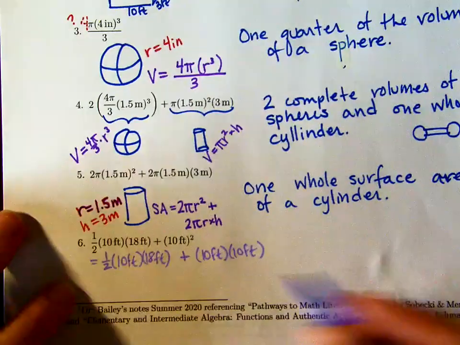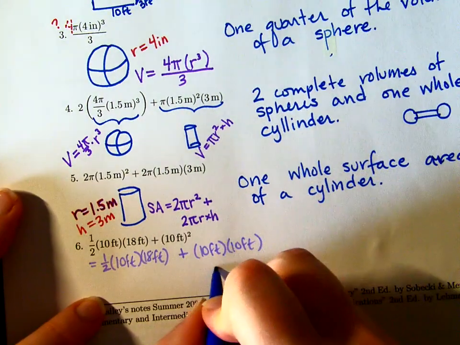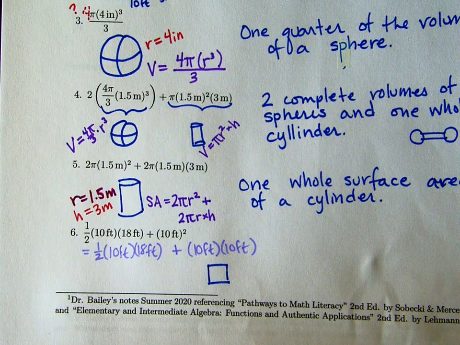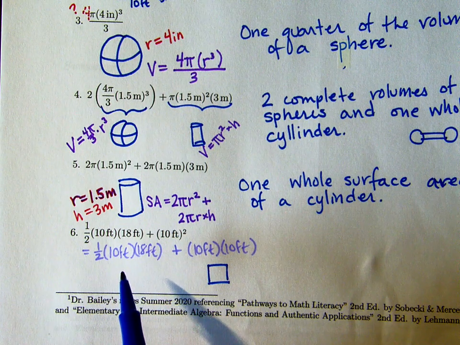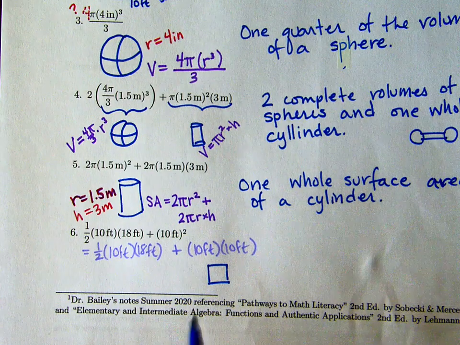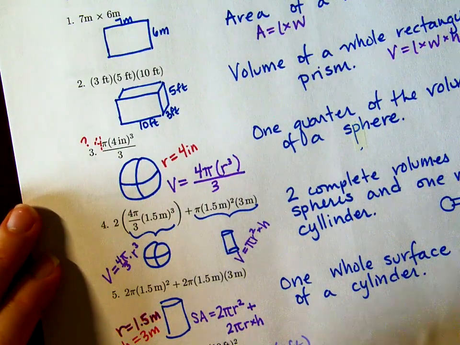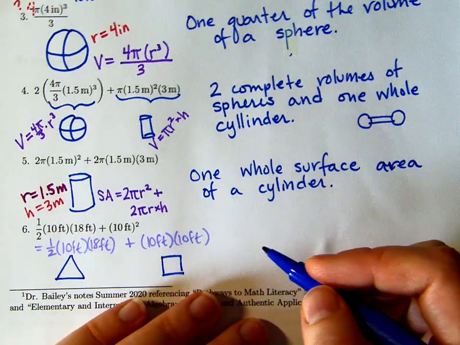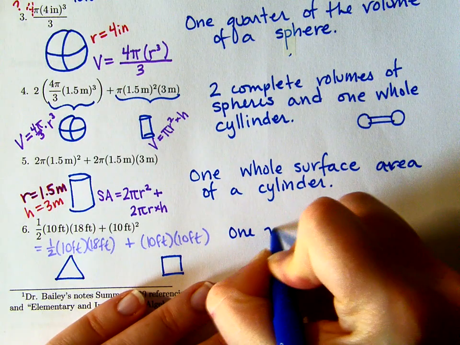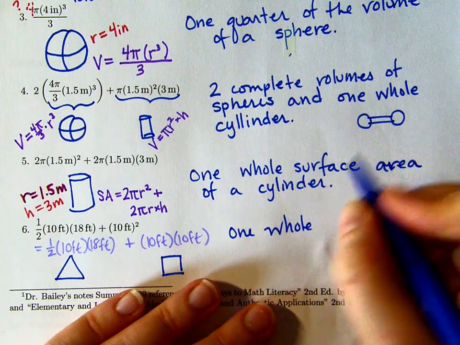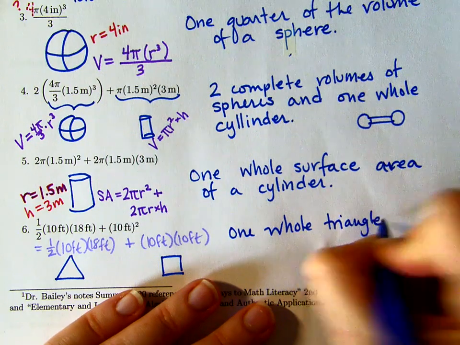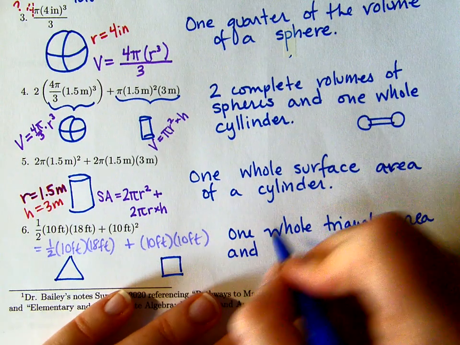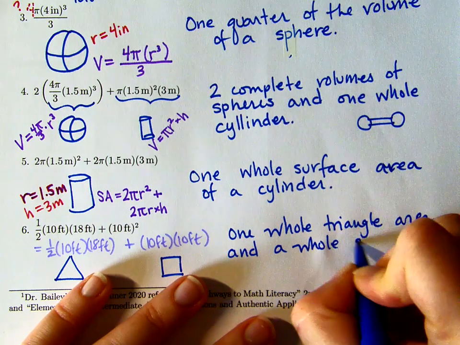Okay, so I'm really thinking we have a 10 by 10 rectangle, also known as a square, and we have a triangle. 1/2, the base is 10, the height is 18. Yeah? Got it. Okay, so 1 whole triangle area and a whole square's area.